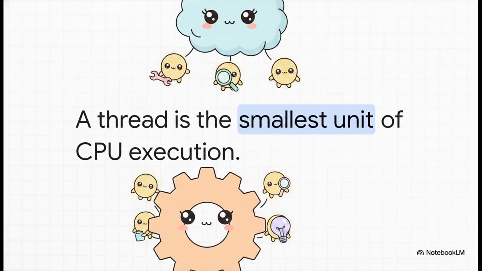Now, what's really fascinating is that processes can be broken down into even smaller units called threads. A thread is literally the absolute smallest unit of CPU execution. We've got user threads and kernel threads, and the OS links them together using multi-threading models like many-to-one, one-to-one, or many-to-many. This is exactly what allows a single app to execute multiple complex tasks at the exact same time.